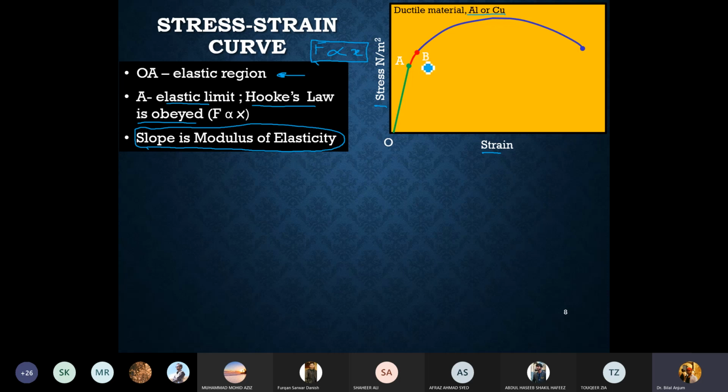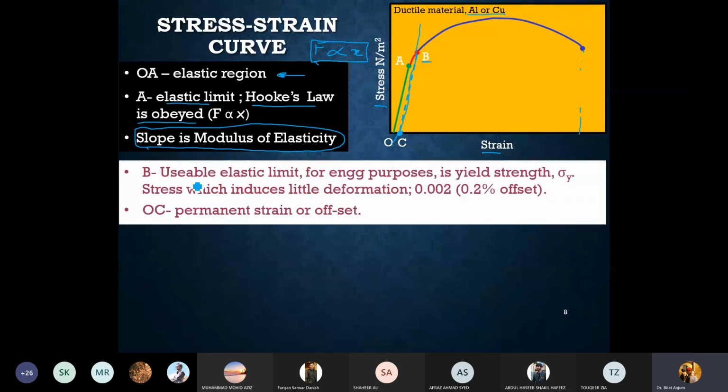Moving on, point B. How you define point B is a critical thing. It is something we'll be looking at in the later slides also. Just to give you information, this is 0.2% offset. That means 0.2% of the maximum strain. At the maximum strain, you take 0.2% of the maximum value of the strain, and over here you mark the value and draw a parallel line that passes through the curve, which gives the yield strength of the material.